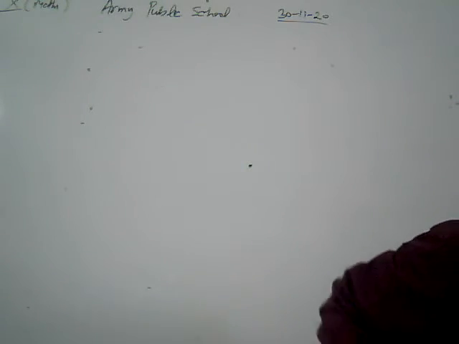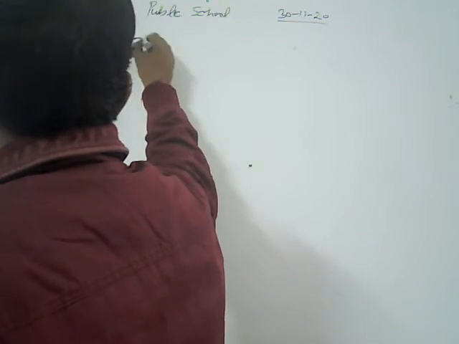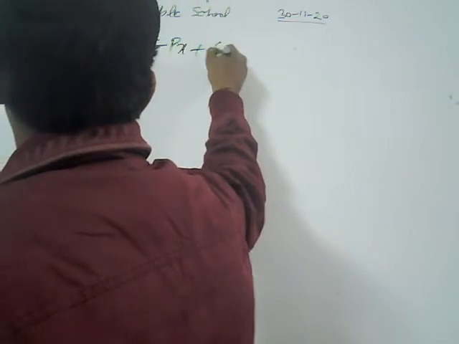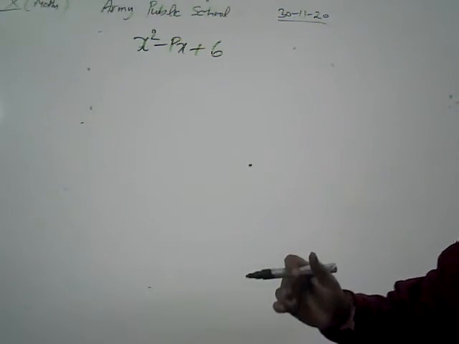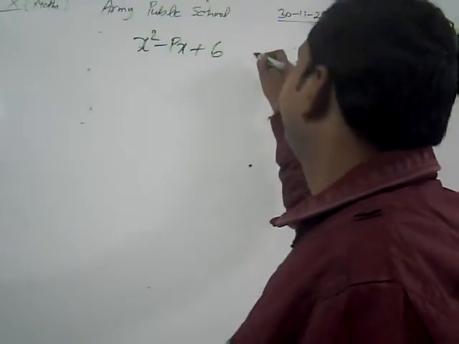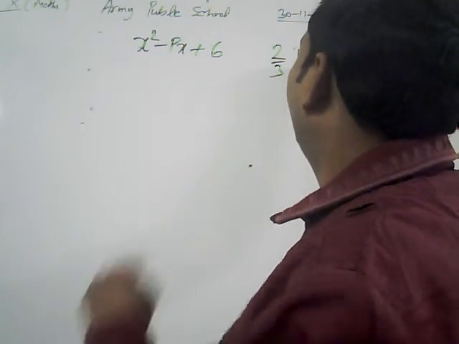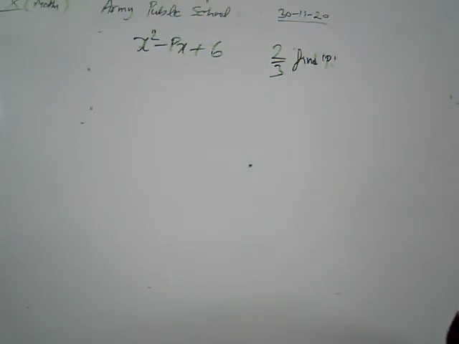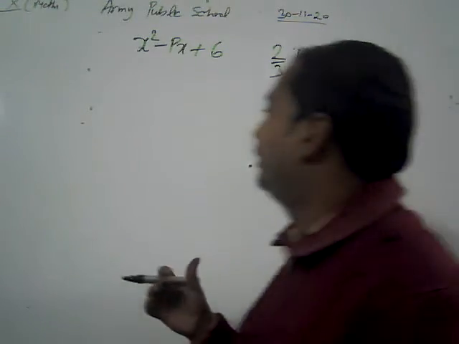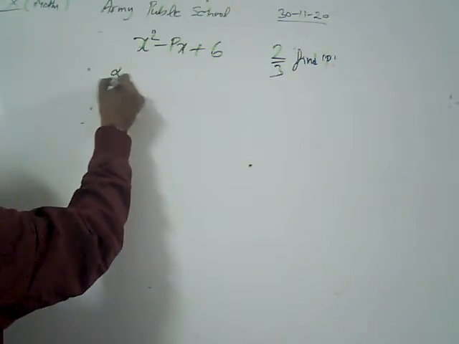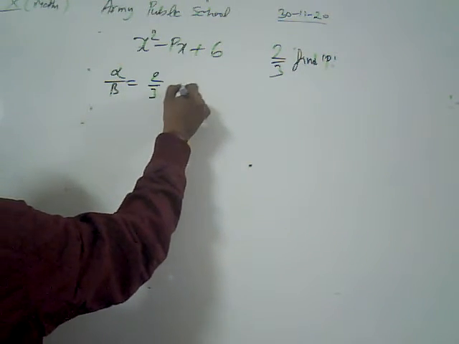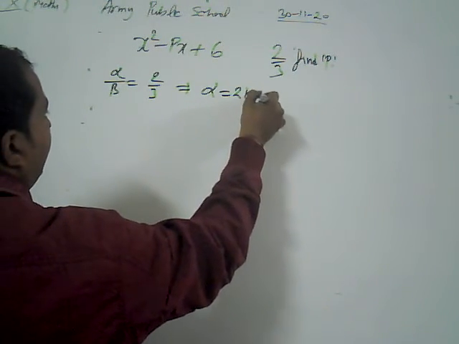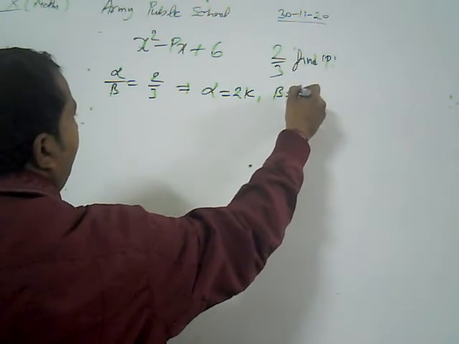If the zeros of x square minus px plus 6 are in the ratio 2:3, then we have to find out the value of p there. Since we are given the ratio, alpha by beta is equal to 2 by 3. Then from here we take alpha is equal to 2k and we can take beta is equal to 3k.